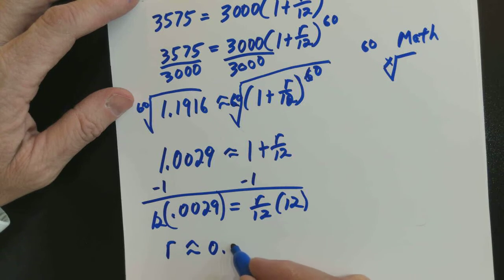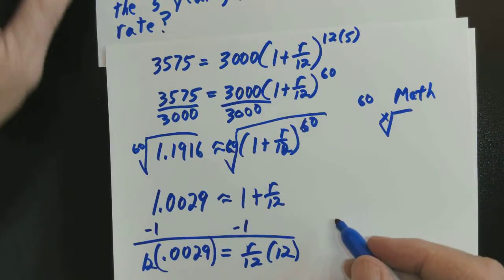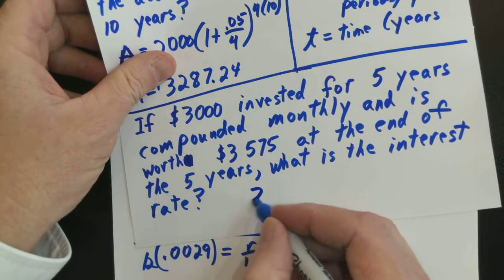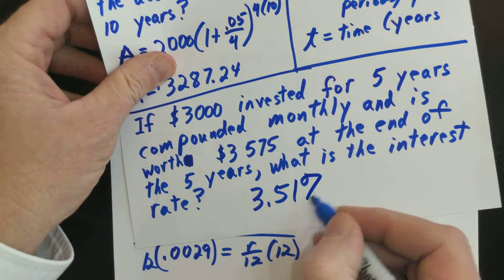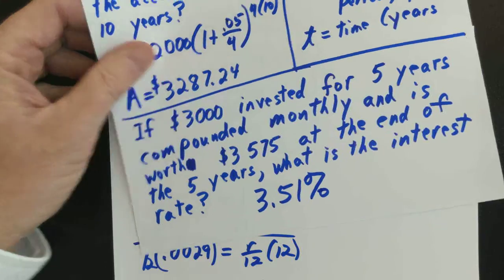Let's go. r is approximately what? 0.0351. Okay. So when I give an answer to this, I'm going to say 3.51%. Okay?